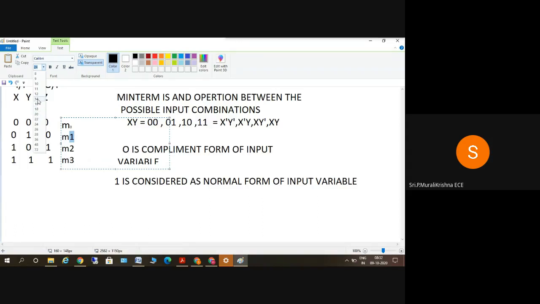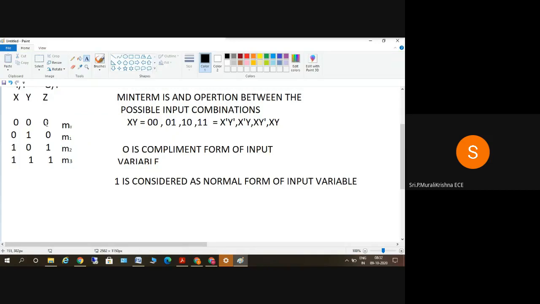We have the 8421 codes, right? So 0 0 0 1, 1 0 and 1 1. We have to consider that. m2 is the combination 1 0, and m3 is the combination 1 1.